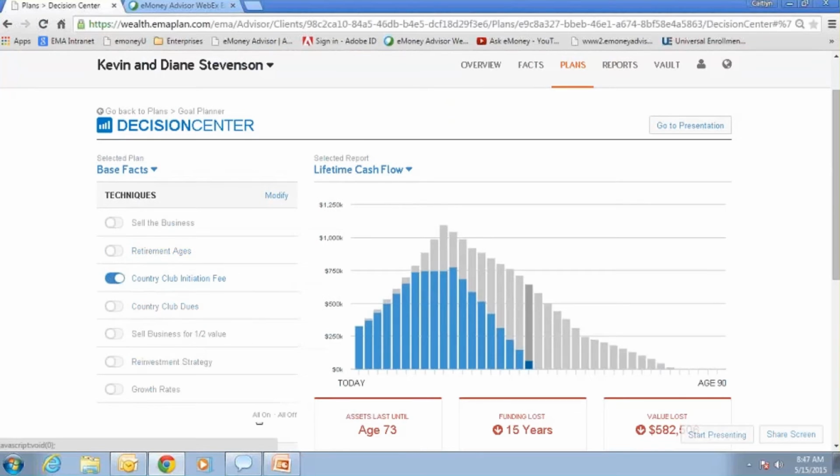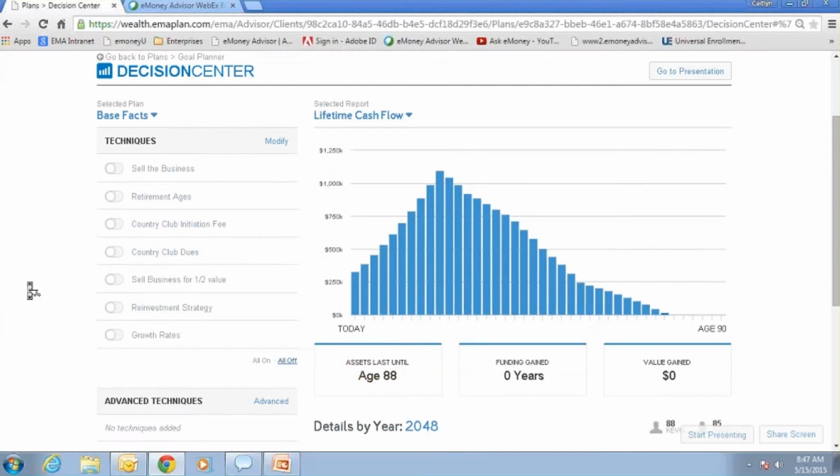Turn these off. And from here, it's giving us that interactive picture of your cash flow. So we can see that Kevin and Diane, their assets are lasting till 88. They are, again, not able to make it even to the second death, but they're definitely not able to leave a legacy from here. So from here, we've built in a number of different techniques to show them what selling the business would do to their retirement lifestyle.